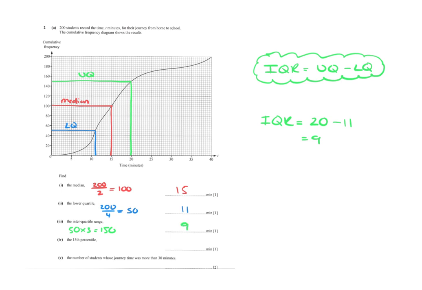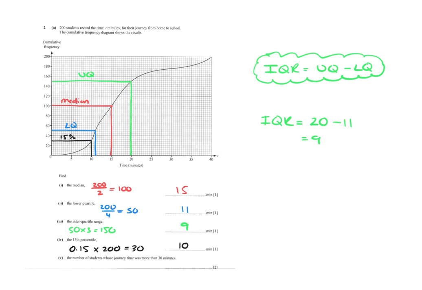Next, I'm going to find the 15th percentile. So to do this, I'm going to find 15% of 200, and I can do this by multiplying by 0.15, and that's going to give me 30, so I'm going to draw my line at 30. So once again, reading off the horizontal axes at my line, this gives me a 15th percentile of 10.